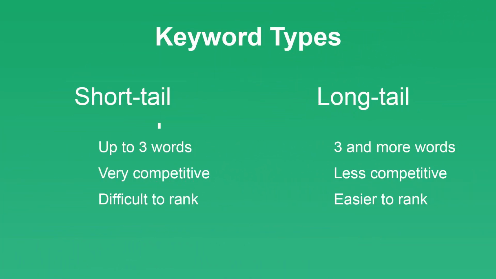All right, let's talk about short tail keywords. Keywords are usually of two types. There are short tail keywords and there are long tail keywords. Usually short tail keywords are up to 3 words, and usually they are very competitive. They are more difficult to rank.